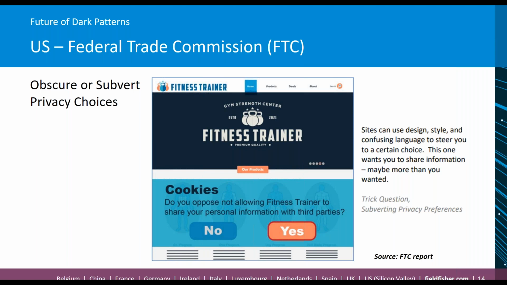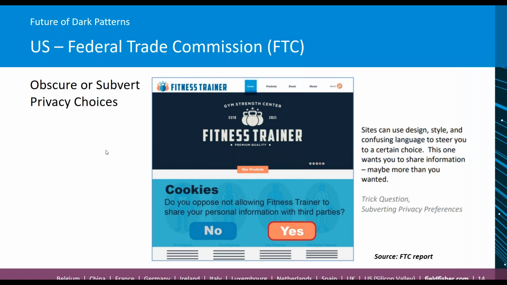Some examples of these include not allowing consumers to reject certain data collection or use, repeatedly prompting consumers to select settings they wish to avoid, making privacy choices difficult to access, highlighting a choice that results in more information collection while graying out the option that enables consumers to limit such practices, and also including default settings that maximize data collection and sharing. And you can see an example of this in the slide.